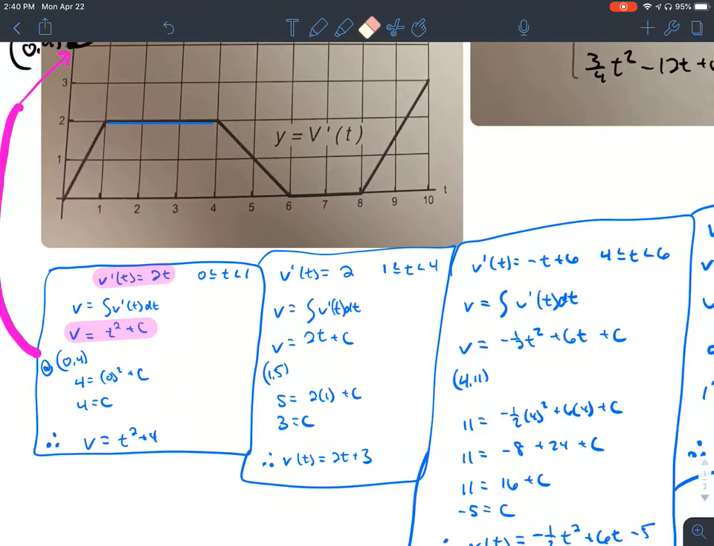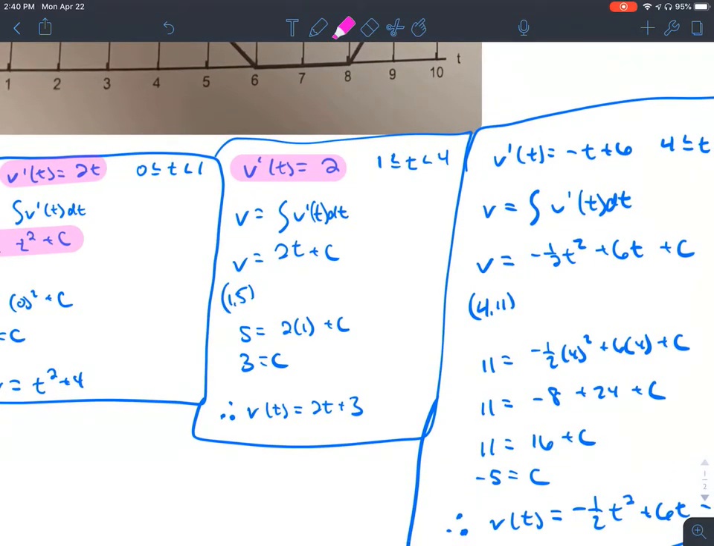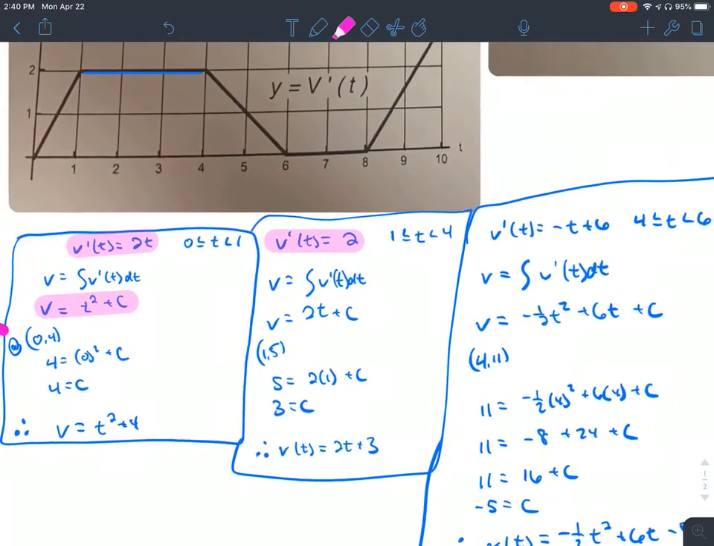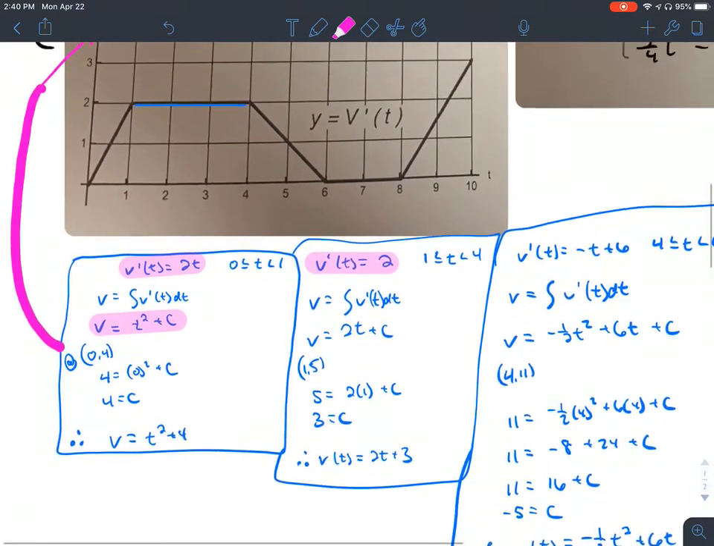This next part is linear. It's a line, y equals mx plus b. You can use point slope form too when it's helpful. This is a horizontal line from 1 to 4, and it's at 2. So that's why I'm saying v prime is equal to 2 from 1 to 4. If you integrate that once again, you're going to get 2t plus an arbitrary constant. Only it's not arbitrary because we can figure out what this constant is.